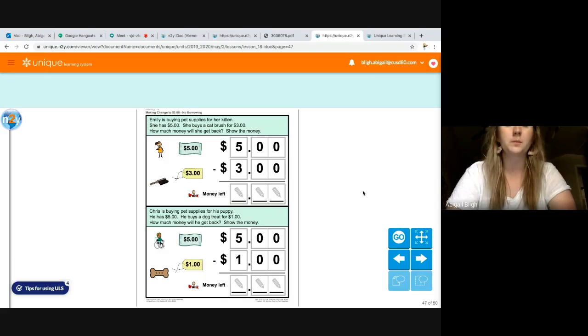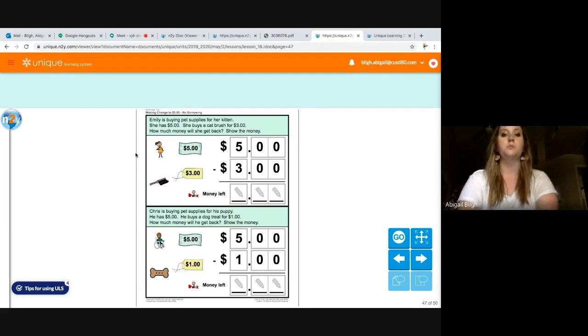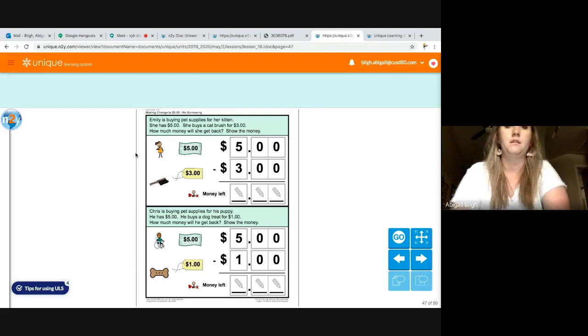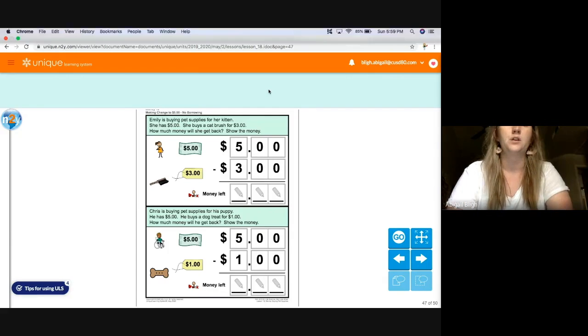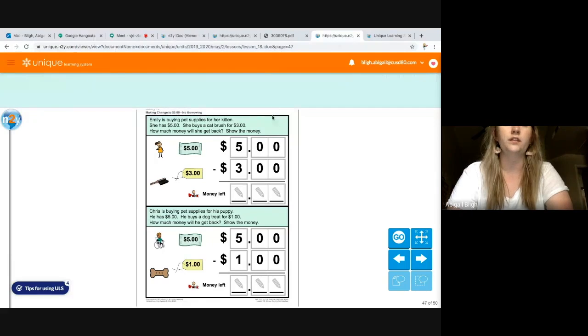Right, now I'm going to do some subtraction. So now we're working with full dollar amounts instead of just cents. Okay, so it says Emily's buying pet supplies for her kitten. She has $5. She buys a cat brush for $3. How much money will she get back? Okay, so she is starting with $5. That's how much she has in her pocket, and she wants to buy the brush for $3. So once she pays for the brush, it's how much change she's going to have left.